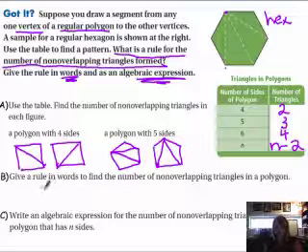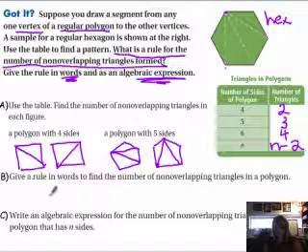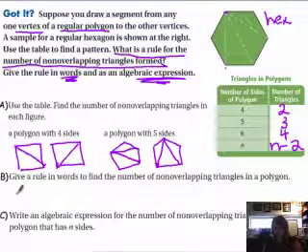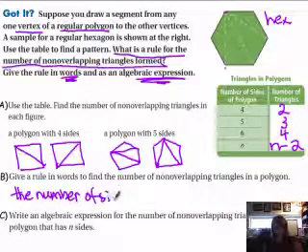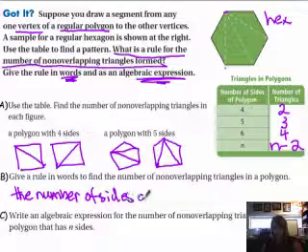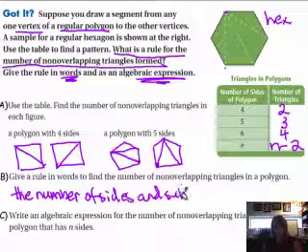So let's see, our rule here was that we took the number of sides of the polygon and we subtracted 2. So the rule in words is: take the number of sides and subtract 2, because that's what we did.